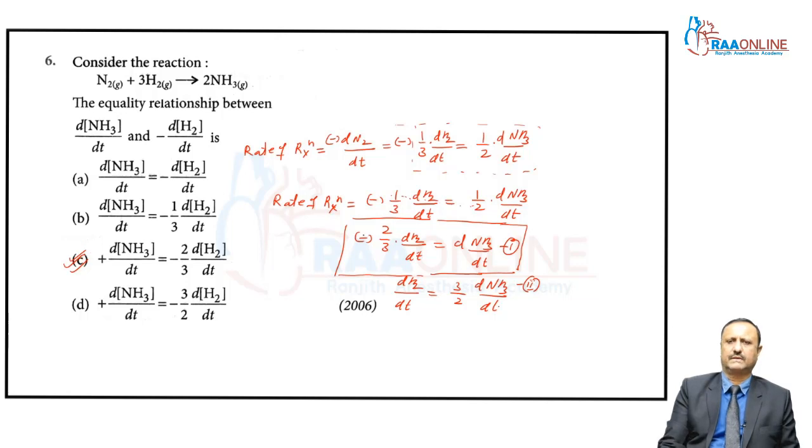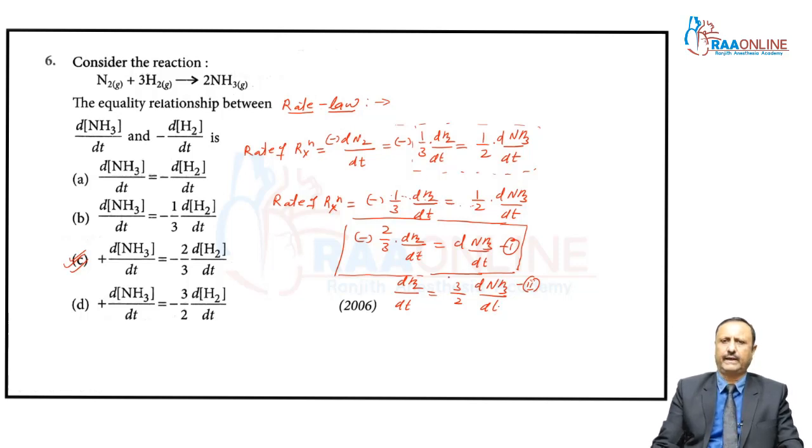Answer option is C here. You can solve, my dear students, in this way. First of all, you write the rate of reaction. You can put the formulas, and here this is the rate law. According to this rate law, my dear students, all the reactants and products are equal in this way, and you can calculate the concentration of any reactant or product.